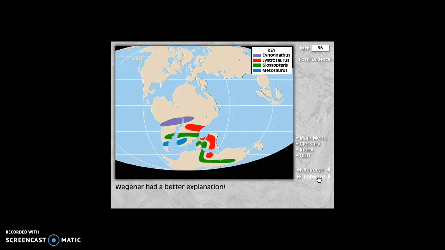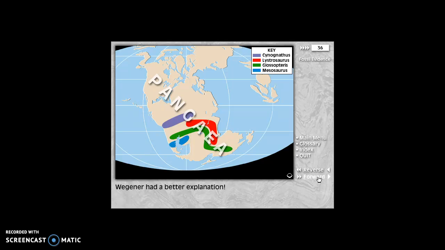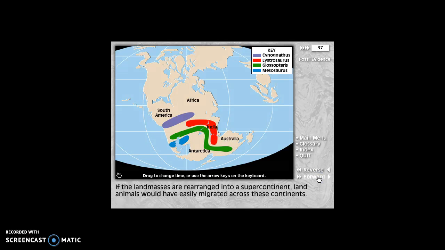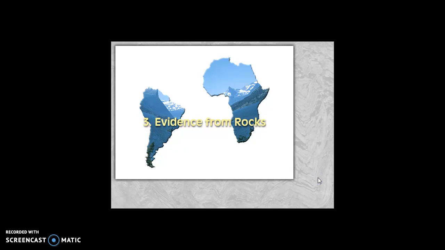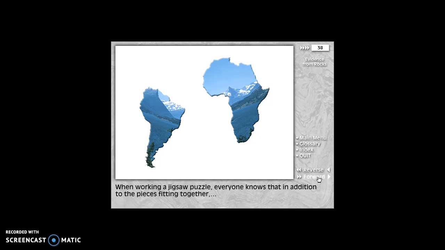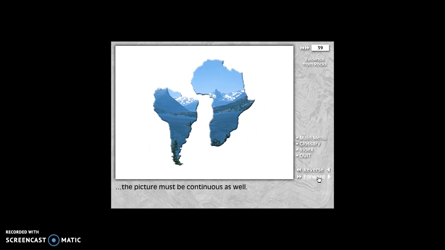Wegener had a better explanation. If the land masses are rearranged into a supercontinent, land animals would have easily migrated across these continents. Third, evidence from rocks. When working a jigsaw puzzle, everyone knows that in addition to the pieces fitting together, the picture must be continuous as well.